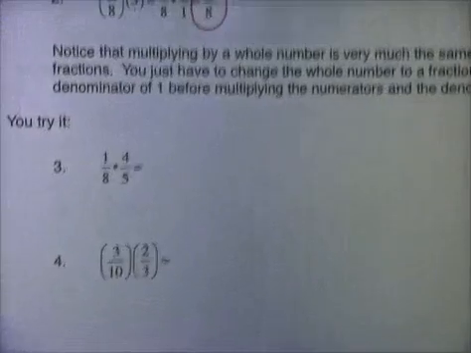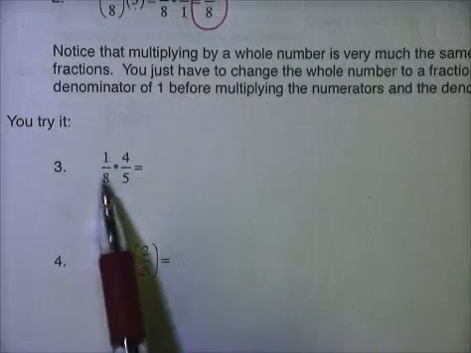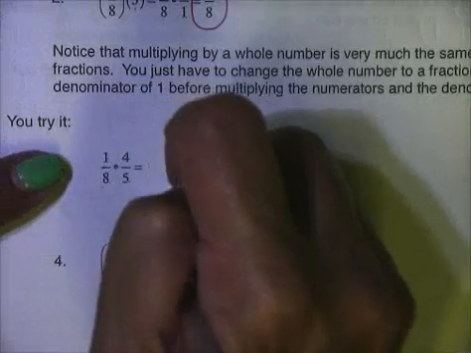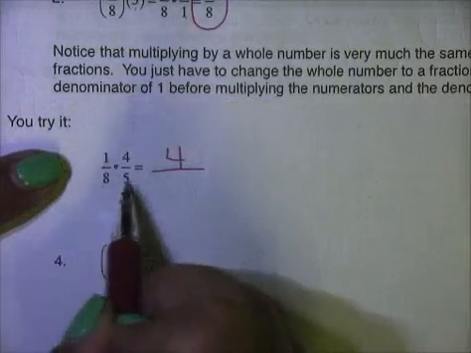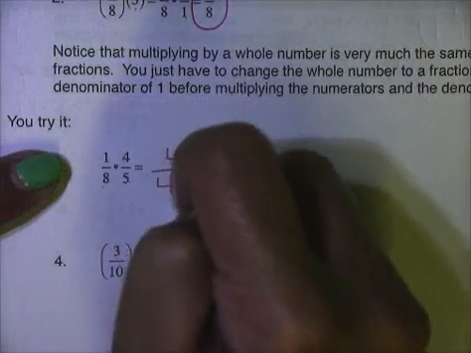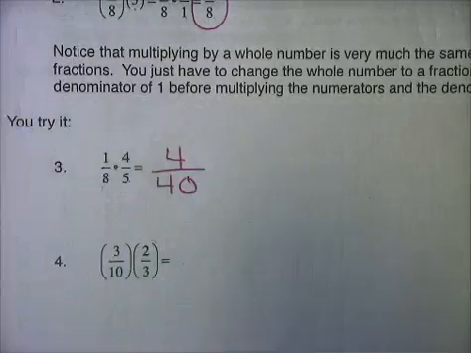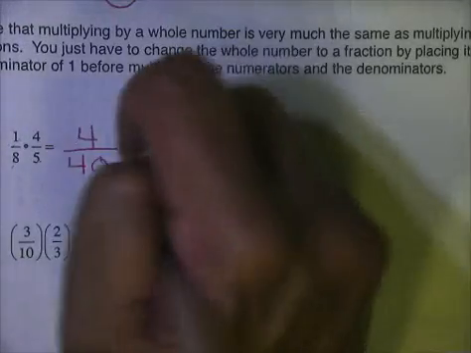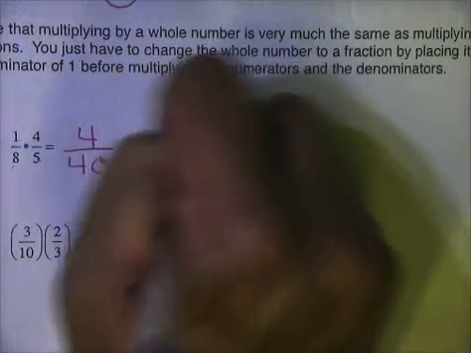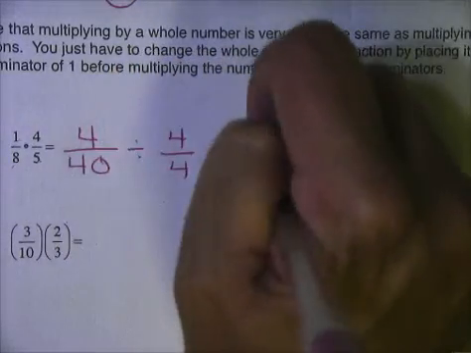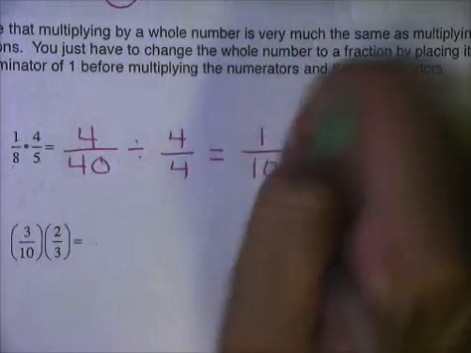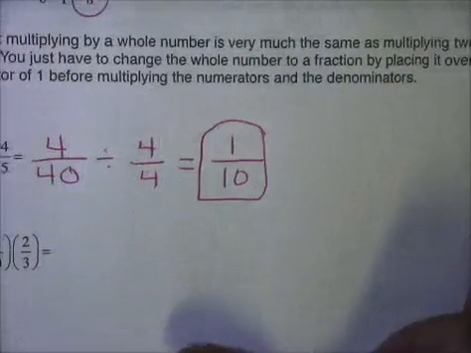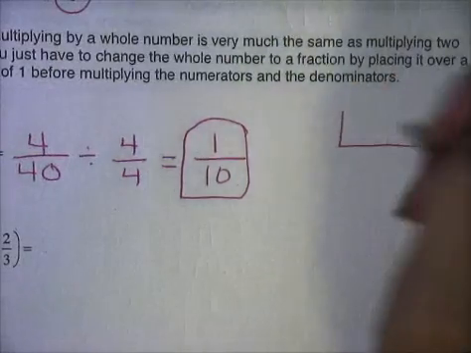Let's take a look at the examples at the bottom. We have 1/8 times 4 over 5. We're going to multiply our numerators. 1 times 4 is 4. Multiply your denominators. 8 times 5 is 40. And then we need to simplify. If you know that you can divide by 4, that's great. We can go ahead and divide by the GCF, which is 4. 4 divided by 4 is 1. 40 divided by 4 is 10.